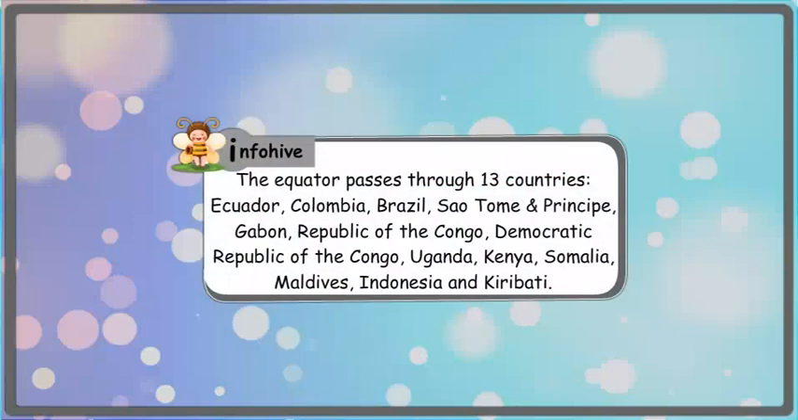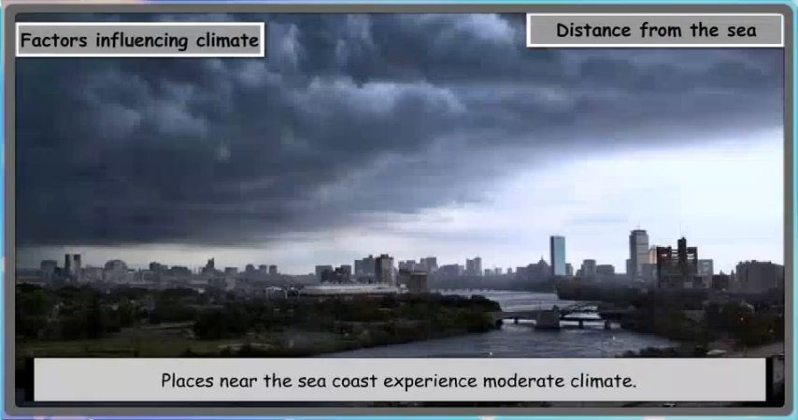Info Hive. The equator passes through 13 countries: Ecuador, Colombia, Brazil, Sao Tome and Principe, Gabon, Republic of the Congo, Democratic Republic of the Congo, Uganda, Kenya, Somalia, Maldives, Indonesia, and Kiribati.